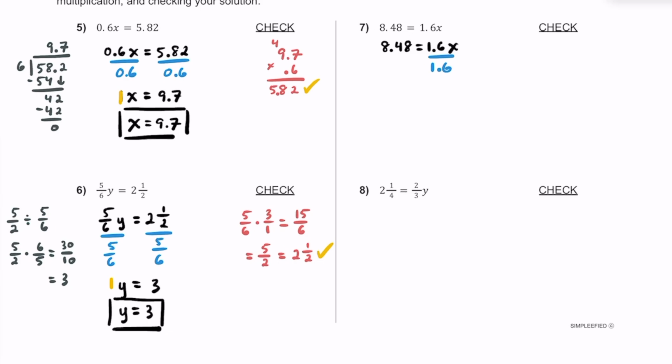I'm going to use a fraction bar to show that. We're going to divide both sides by 1 6/10. Now, what's 1 6/10 divided by 1 6/10 on the right side? Well, that's just going to equal 1. So we can go ahead and write that this is going to be equal to 1x on the right side of the equation. Now, what about the left side? We have 8 48/100ths divided by 1 6/10.